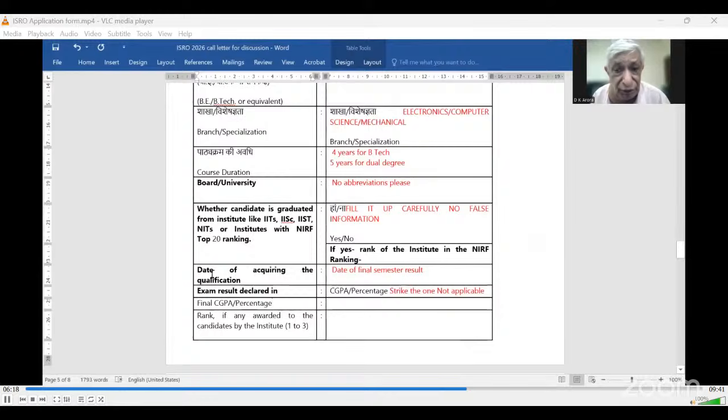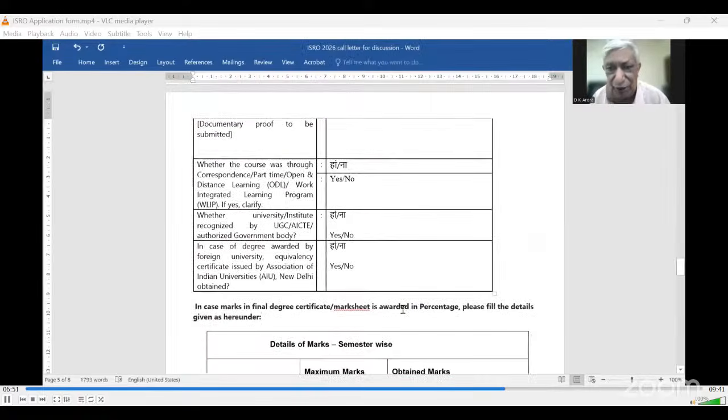Okay. Date of acquiring the qualification, this is the date of the final semester result, not the award of the degree, because the degree award can be taking place after 6 to 8 months of declaration of final result. So it is the date of declaration of the final semester result, right? Which means completion of 4 years of your studies. And the exam result declared in CGPA or percentage, strike which is not applicable. If it is, right? Have you been awarded a rank in the top 3? If yes, fill it up. If not, not applicable. Okay, but you will be required to carry the documentary proof in the document verification stage.